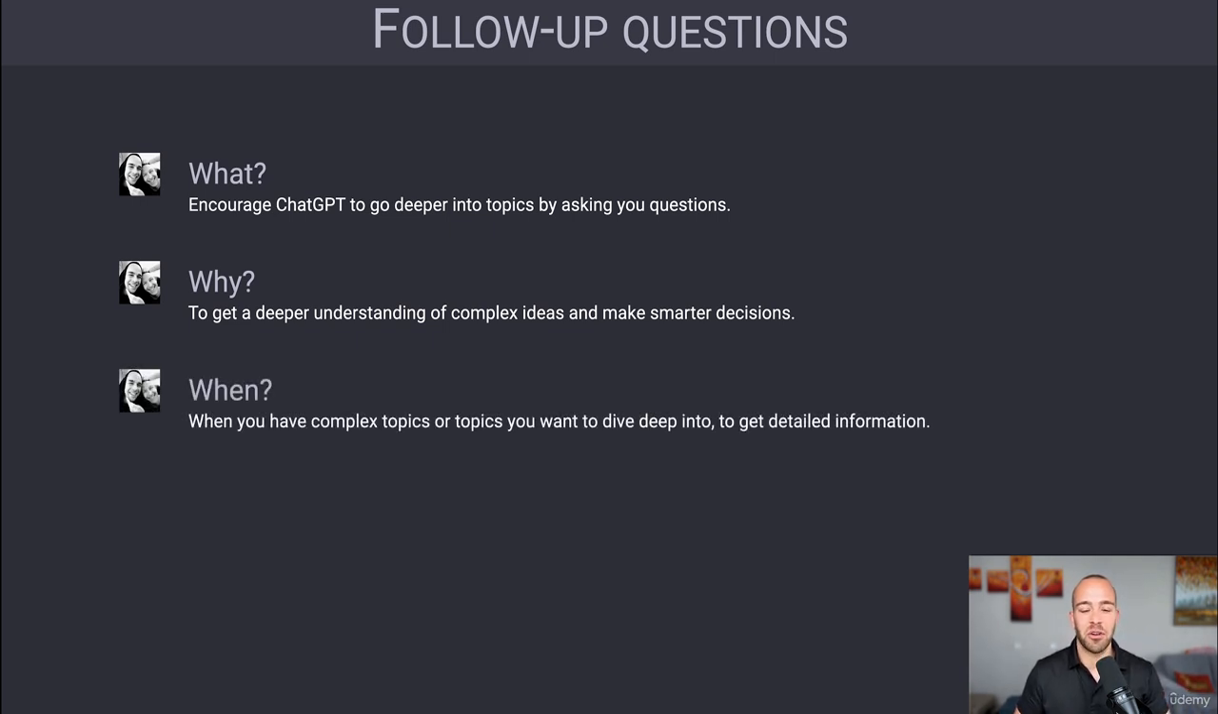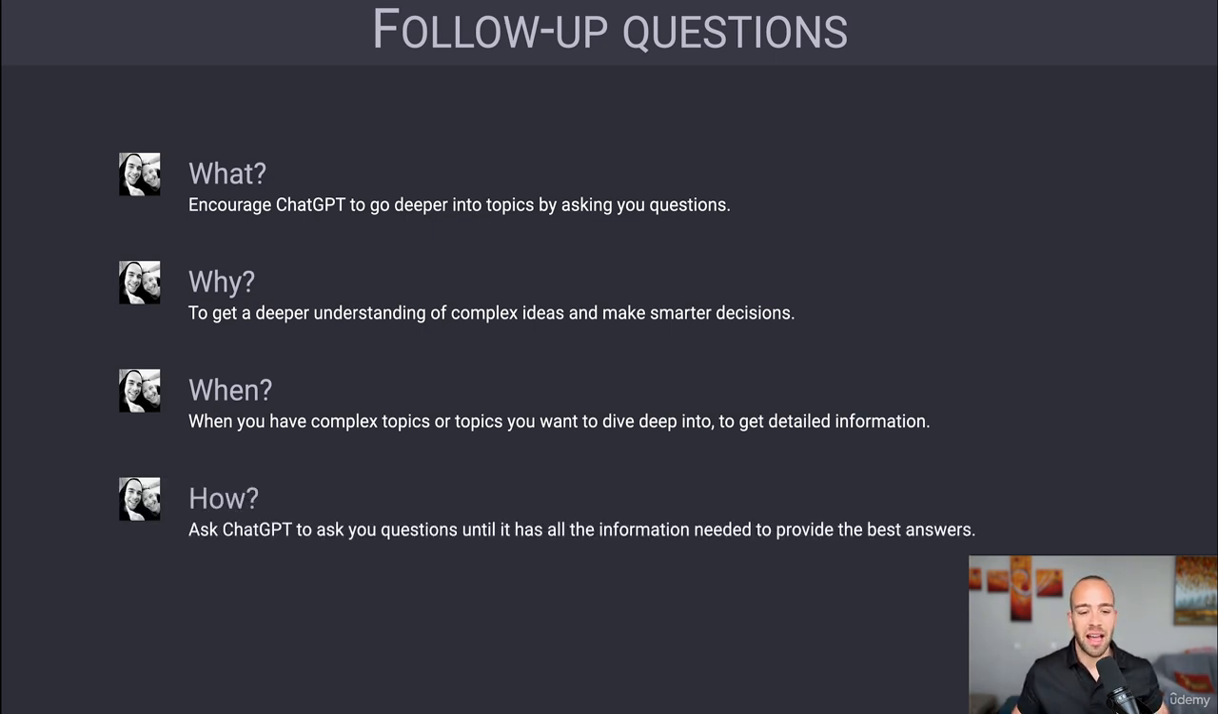When you have complex topics or topics you want to dive deep into to get detailed information, we are once again asking them to ask us questions so that we can get detailed information. How are we using this? Well, by asking ChatGPT to ask you questions until it has all the information needed to provide the best answers. So let's dive right into ChatGPT to have a look at this technique.